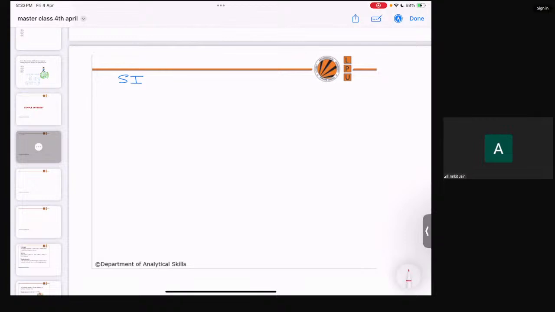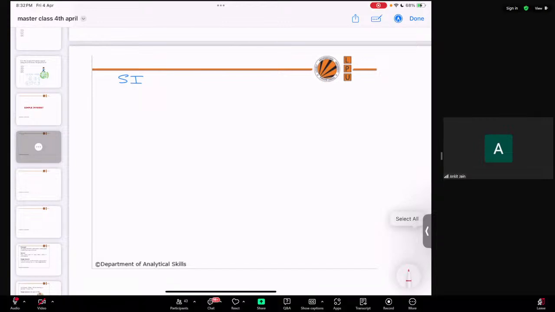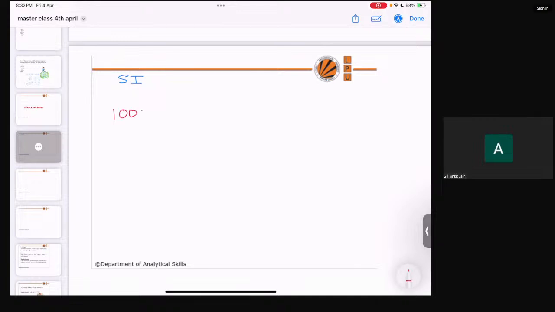See, in simple interest, the principal remains the same. For example, suppose you have 1000 rupees and your rate of interest is 10%. After 1 year, 10% rate of interest means you get 100 rupees interest. This is your principal, and this is the interest. So your amount becomes principal plus interest, which is 1100.